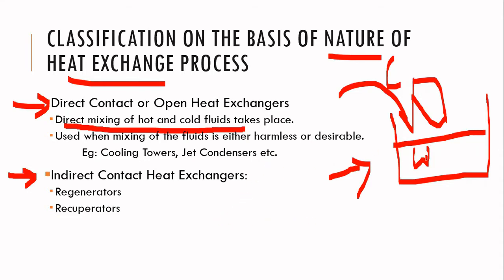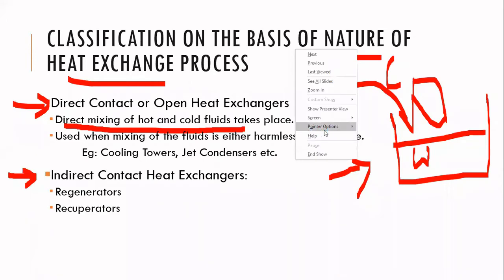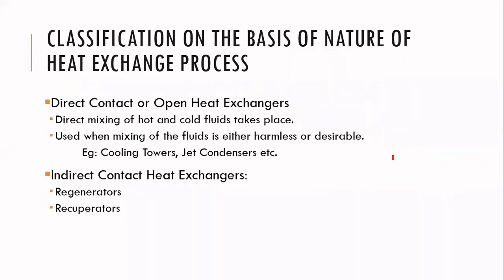One more condition is there should be some temperature difference between the fluids. If both the fluids are at the same temperature, heat exchange cannot take place. Hence, we should have one hot fluid and one cold fluid, and both the fluids must be flowing continuously, or there should be some relative velocity between the two fluids. So this bucket example, we cannot consider as a heat exchanger.